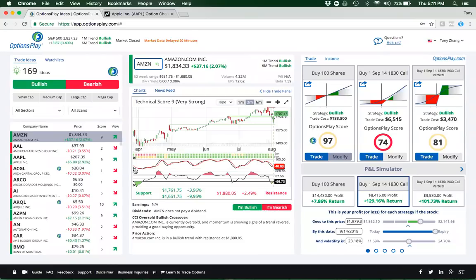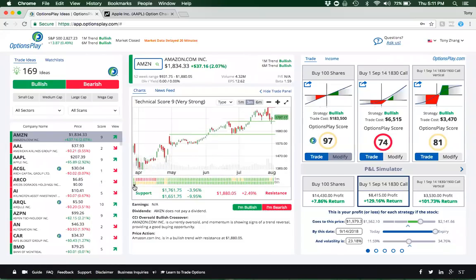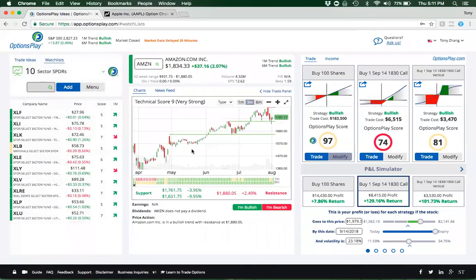We always apply what we consider a top-down approach, meaning we never try to pick individual stocks first. We always look at the market, and then we look at sectors. So we wanted to look at what the market is doing. As you can see, the 1 month and 6 month trends were bullish for the market. So we wanted to look for some bullish ideas.